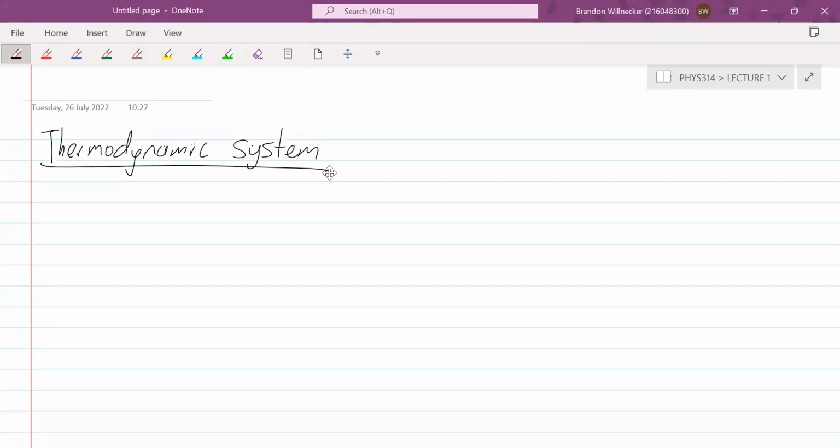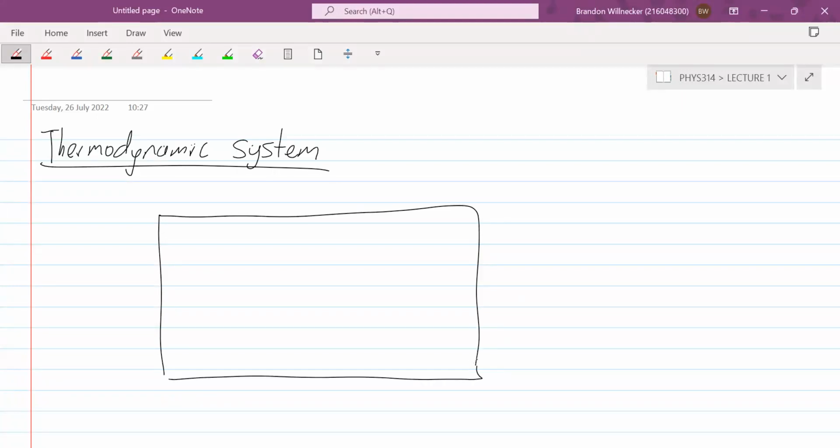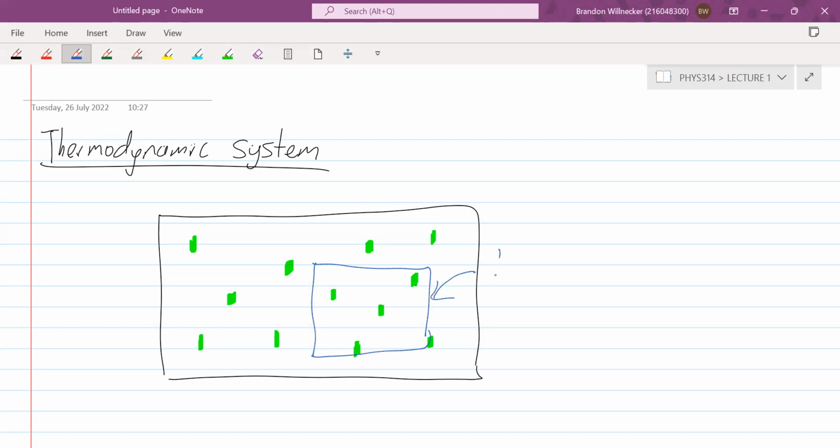Imagine we have a large system of particles, for example. We've got this large system over here, and there are particles around. So that's a system of particles. A thermodynamic system is a portion of this large system that we are interested in. It's up to us to define which region of this whole system we're going to call our system. Let's say we block off this amount here, and we say this is going to be our system.